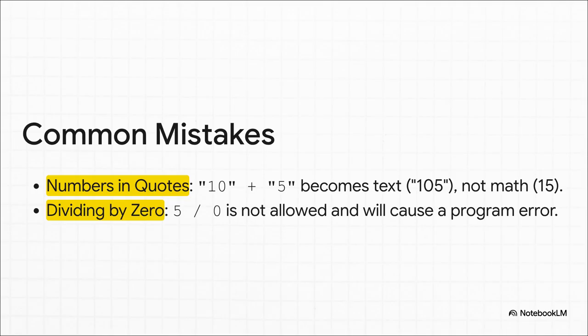Big difference. And the second one is a law of the universe, not just Python. You cannot ever divide by 0. If you try, your program will just stop. It'll throw an error and you'll have to fix it.